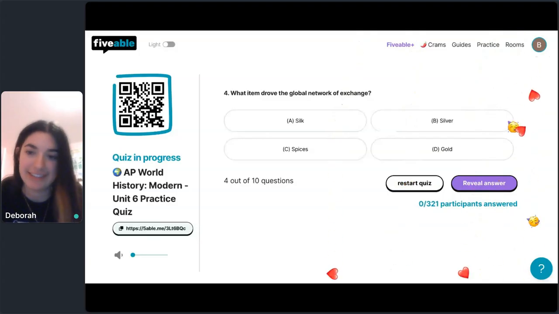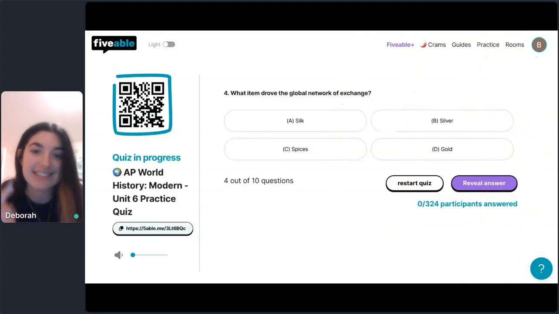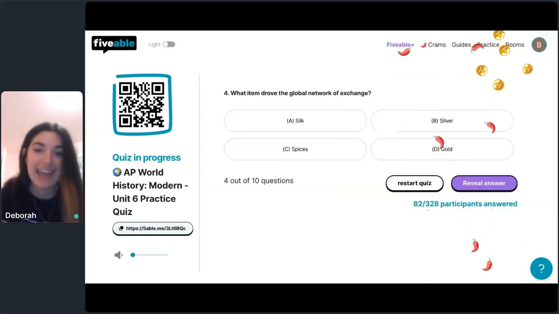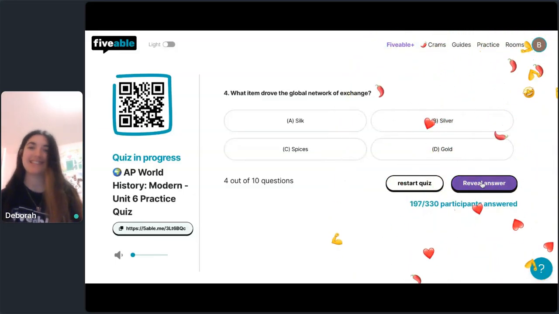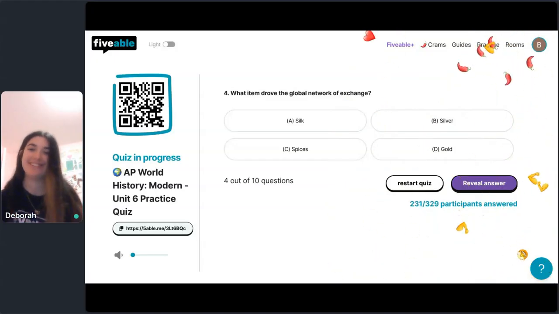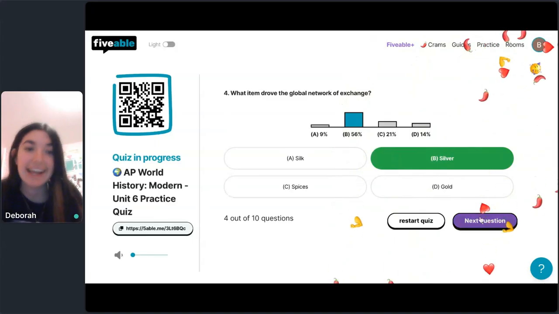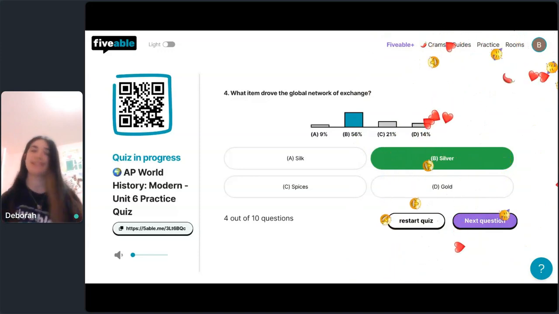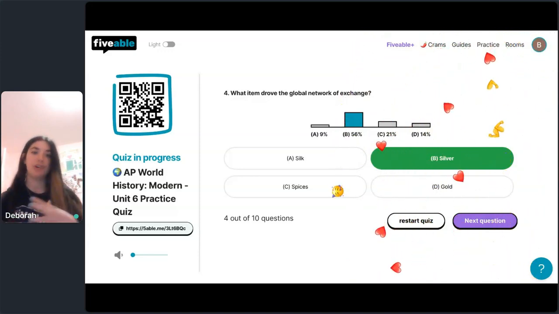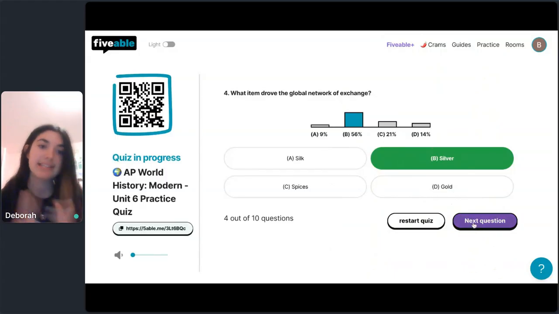What item drove the global networks of exchange? Was it silk, silver, spices, or gold? Responses in. We're almost done, guys. Thanks for sticking with us, thanks for pulling through. We're so proud of all of you. Let's see. Okay, nice, it was silver. Silver was worth a lot at this point. Every nation was desperate to get their hands on some silver, so that drove everything into place. Gold wasn't as common, spices were more in the past, and silk was the Silk Road, more in the past units.